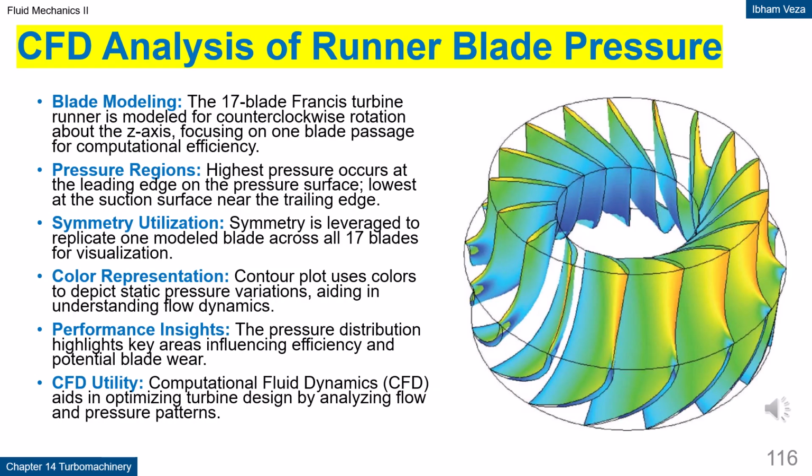CFD analysis of runner blade pressure. CFD analysis is used to study the pressure distribution on the Francis turbine runner blades by modeling one blade passage and replicating it by symmetry.